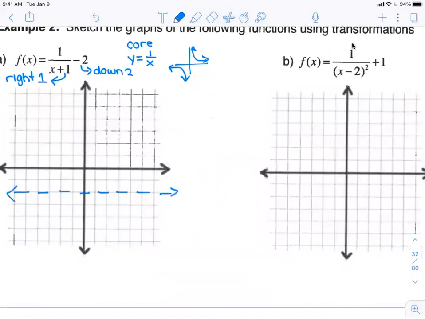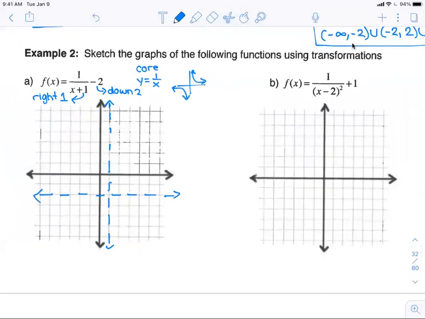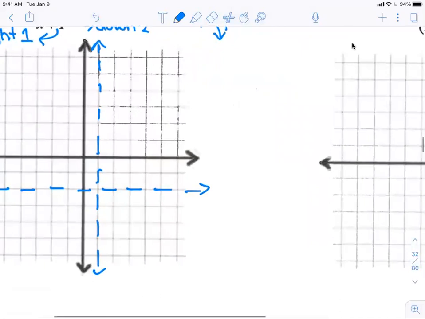And I have to move the other one right 1. So first thing I would always do with these is move my asymptotes over. There's no multiplying in this one, right? So you don't have to worry about that one. So I can just go ahead and take my core graph, which started at the points, and move them.